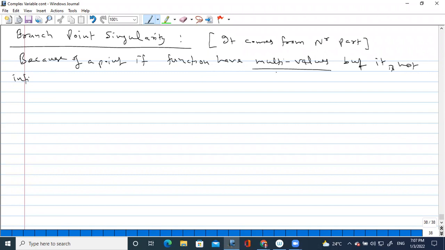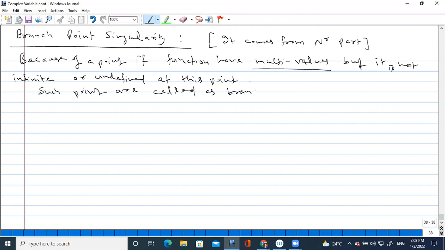So that's why such type of point are known as branch point singularity. Means that is a point which is creating so many branches. So that's why this is named as branch point singularity. So we can't say that our function is not defined or our function is infinite. We cannot say that, but here only values are so many. Okay. So such points are also considered as singularity only, but their name is branch point singularity. Okay.